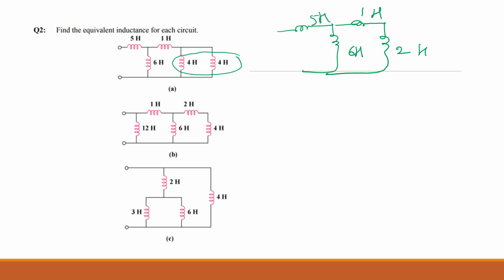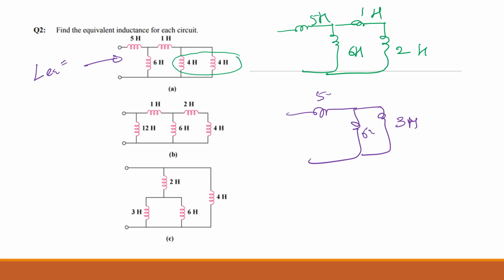So this 3 and 6 are in parallel, so that will be 2. Do you all get those? Then the 2 and 5 are in series, so the equivalent inductance LEQ here is 7 henries. Do you get that? Anyone got anything else? That's 7. Okay, that's good. Are we all good? How about the next one?